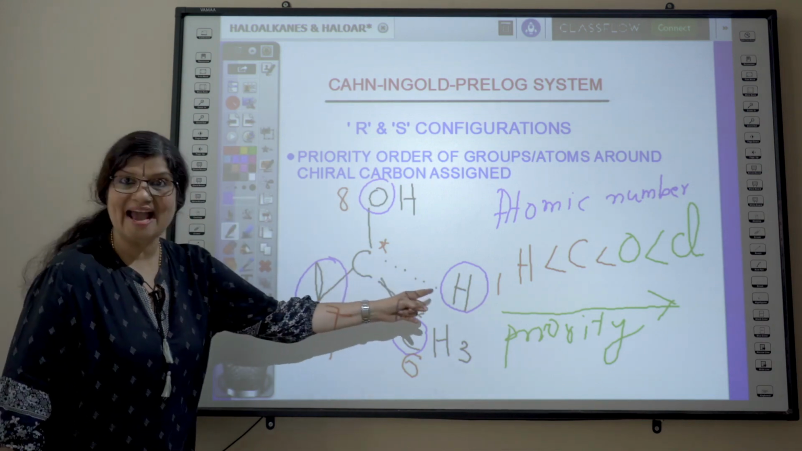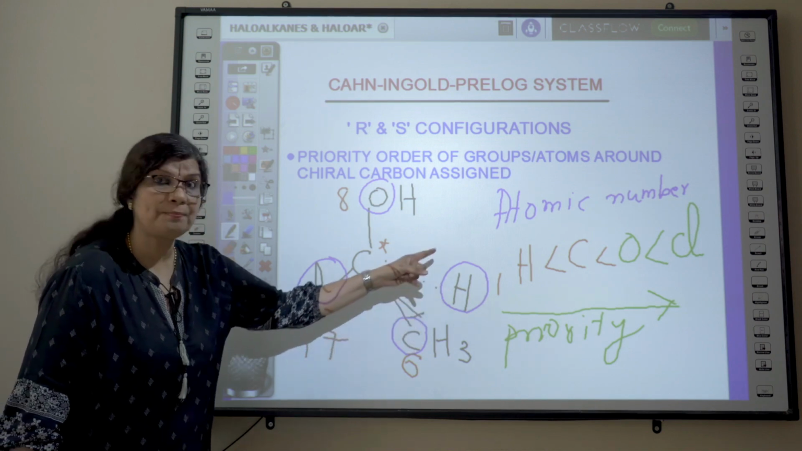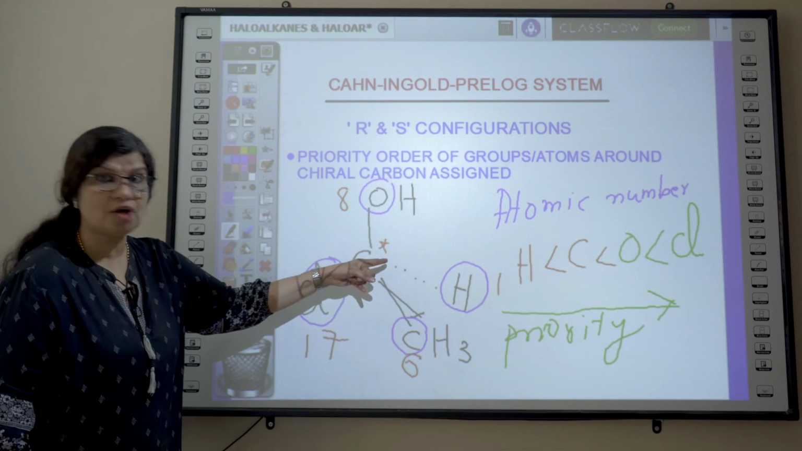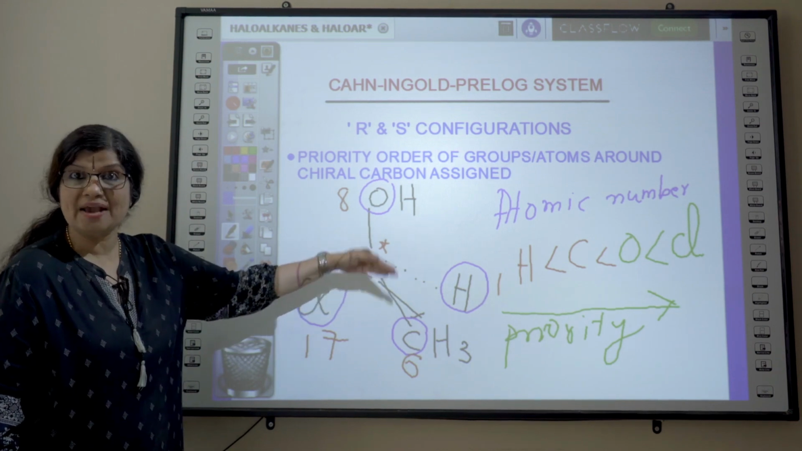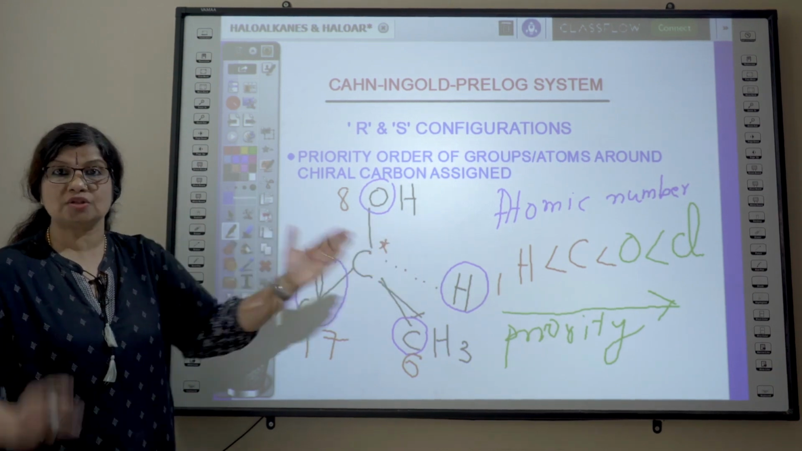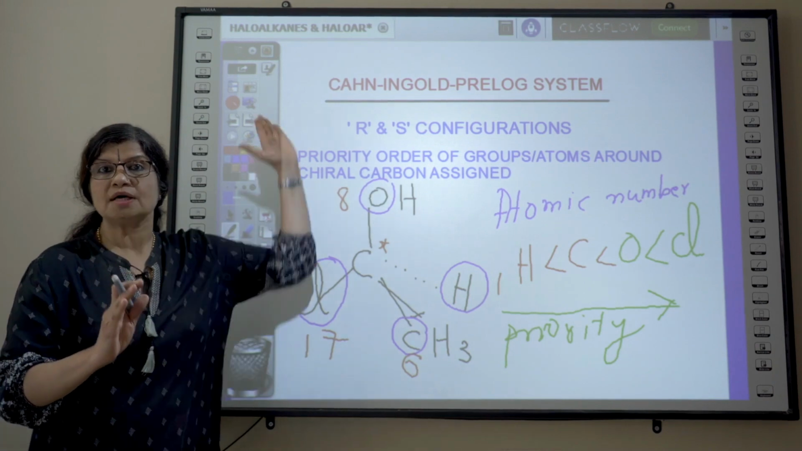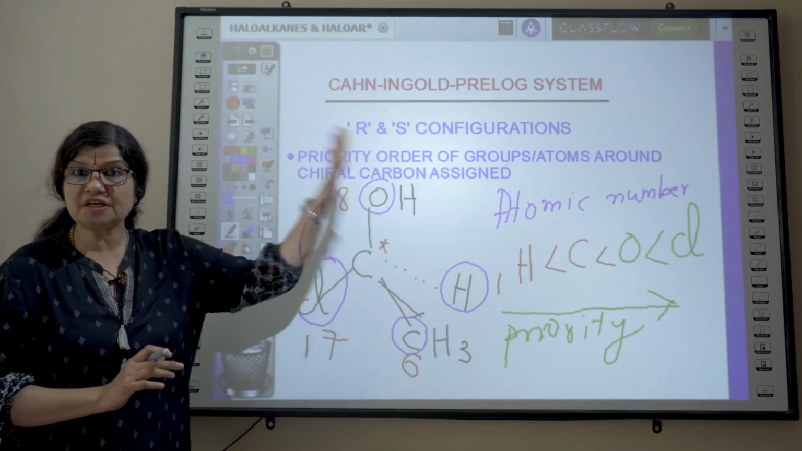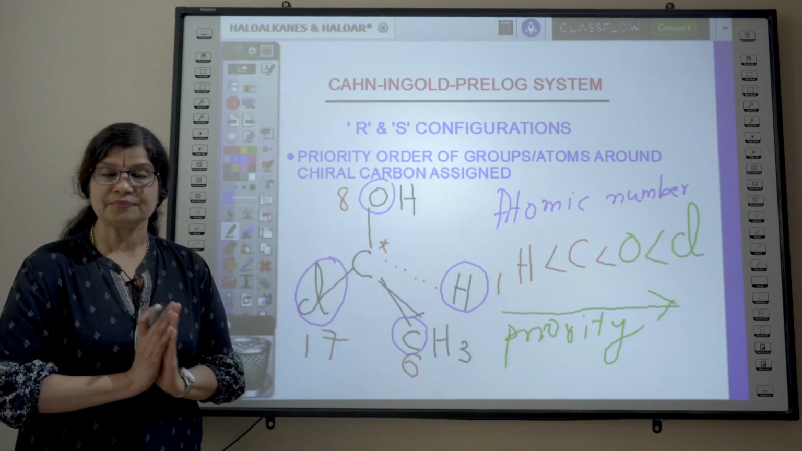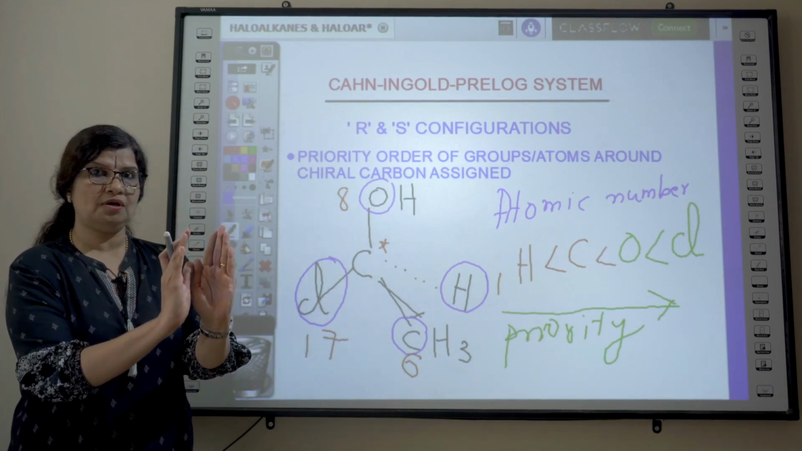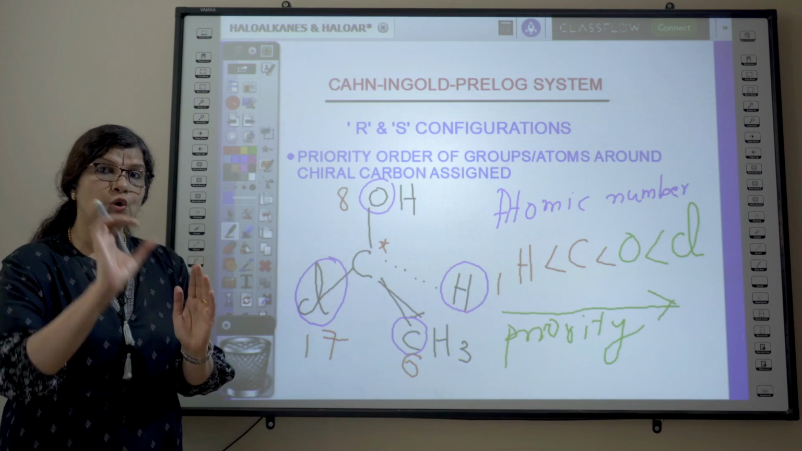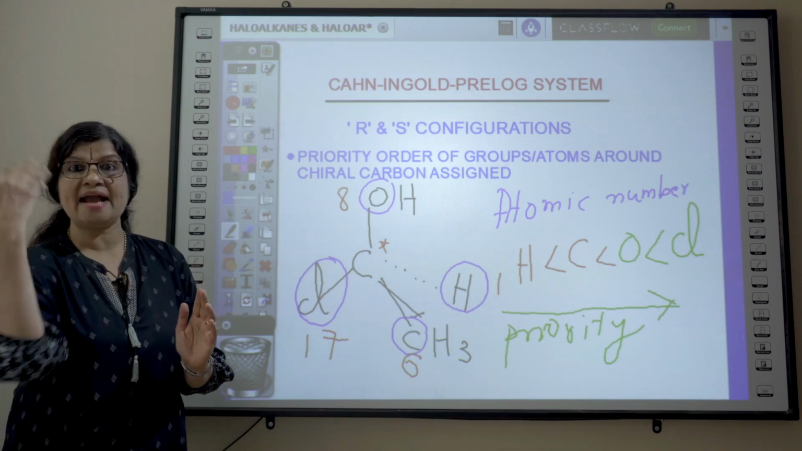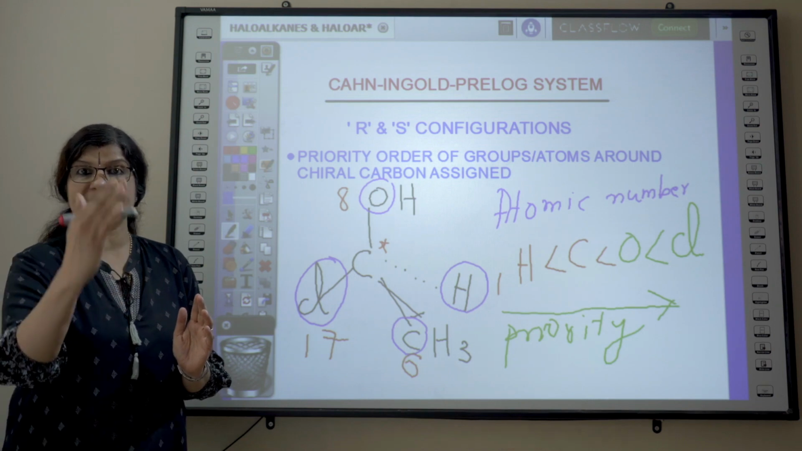Obviously by the dash. So hydrogen, the group of least priority, has been placed on the dash. What does that mean? Behind the paper, away from us. So that is the first rule according to this particular system of assignment of configuration. After we assign the priority order, we have to view the molecule in such a way that the group with the least priority is behind the paper, behind the two-dimensional surface, on the dash.